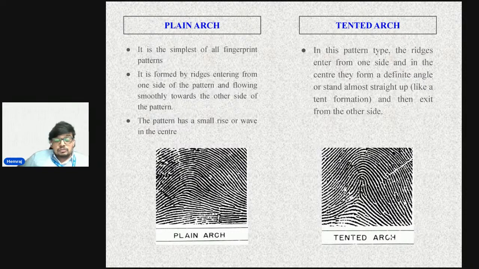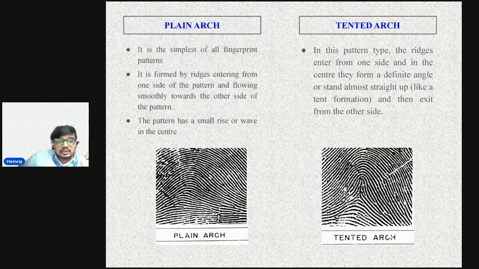Then this is a tented arch. So see, the class characteristic is that in this tented arch also all the lines are entering from the left side and exiting from the right side, all the lines. So this is the same characteristic, that the line will enter from the left side and exit from the right side. What is the individual characteristic here is that in a plain arch, they are not making any tent, right? You see, here they are going slightly up and making a tent-like shape. This is how a tent looks, right? They are making a tented shape. That's why it is known as a tented arch, and this is known as a plain arch.